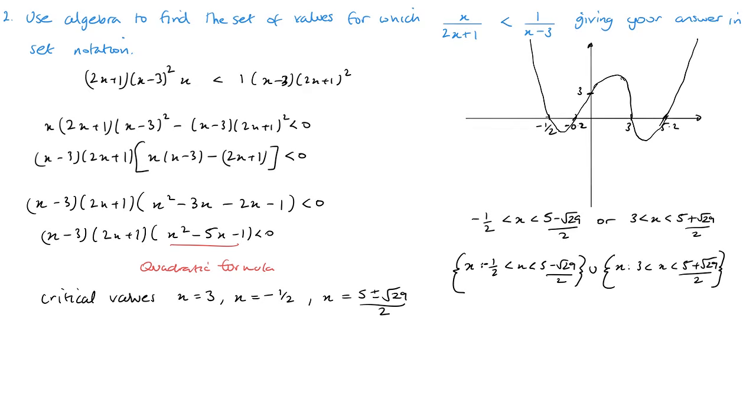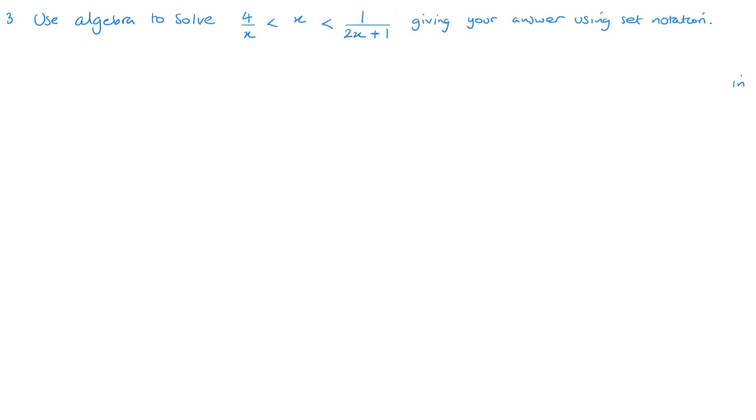Hopefully you didn't have too many problems with that one. Now let's look at number 3. Question 3 was a little bit different. It gives you a triple inequality, and what we have to do is consider them separately and then find the common solutions that work for both. So first we're going to consider 4 over x as less than x. I want to multiply by x squared. So that's going to give me 4x is less than x cubed.